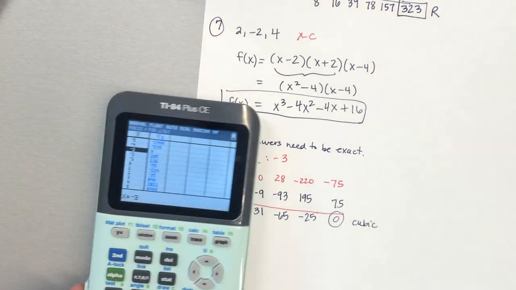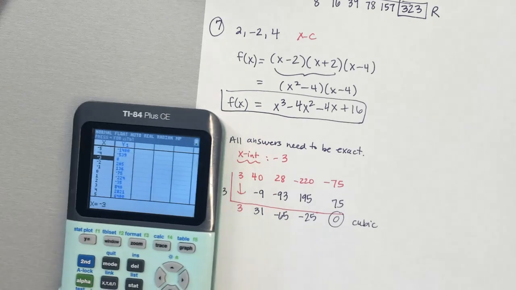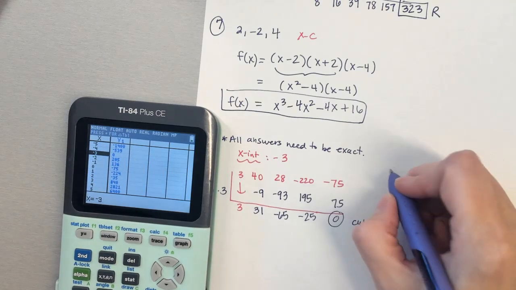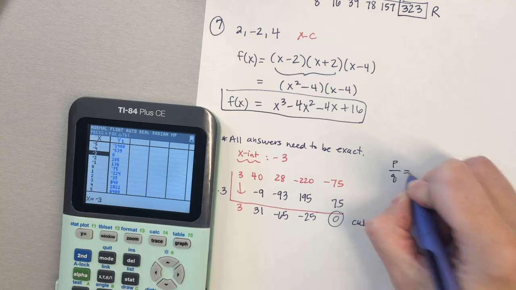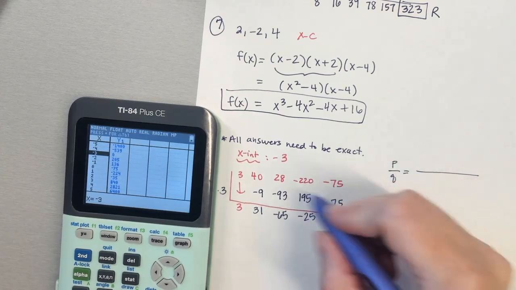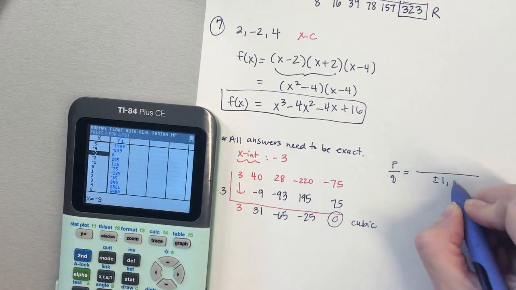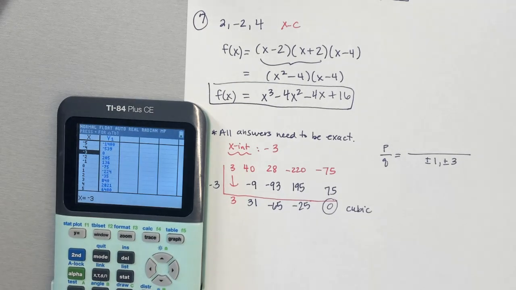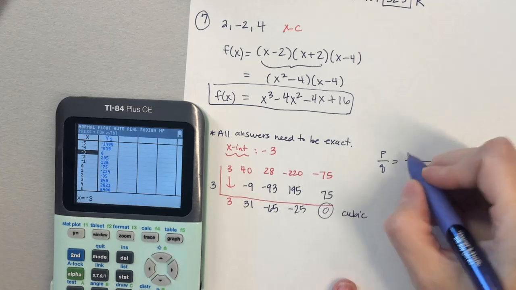But were there any other whole numbers that were 0? No, so this is what you can do to help you. You can use the rational zeros theorem, right? You can do the P over Q. So that can help you if you know that you have plus or minus 1 and plus or minus 3 on the bottom. You might have some factors that have a denominator of 3. Then it's the factors of 75.